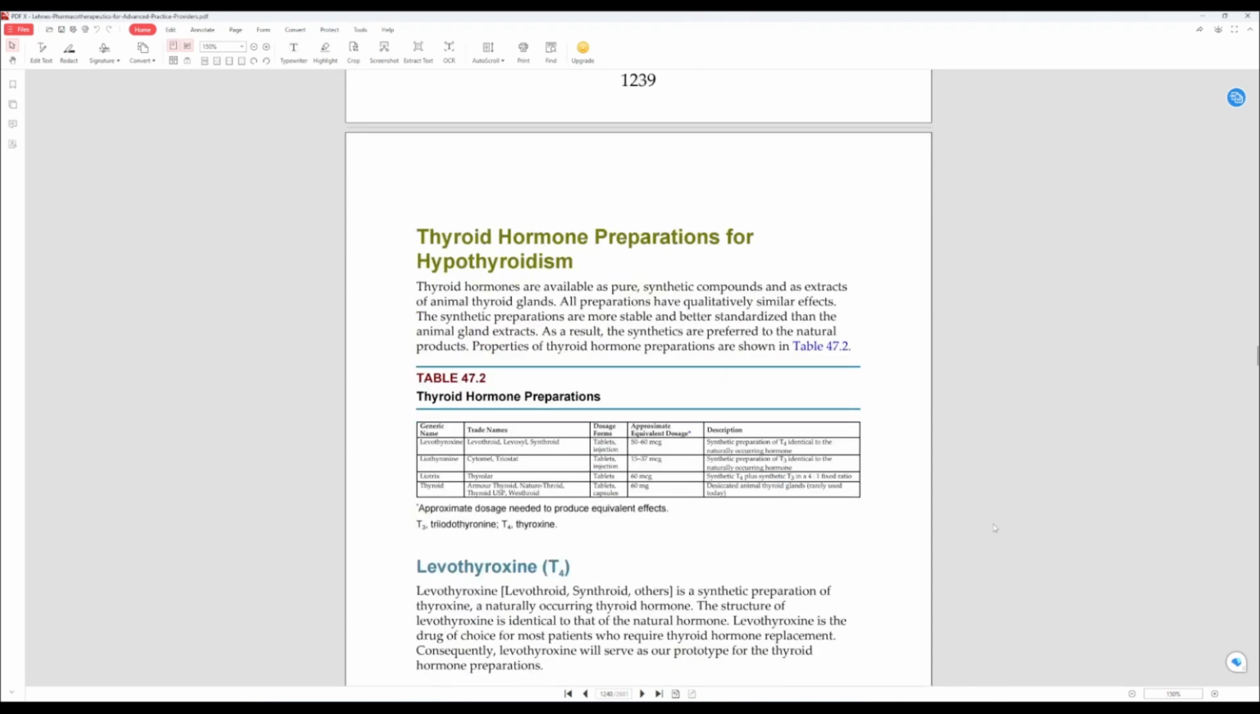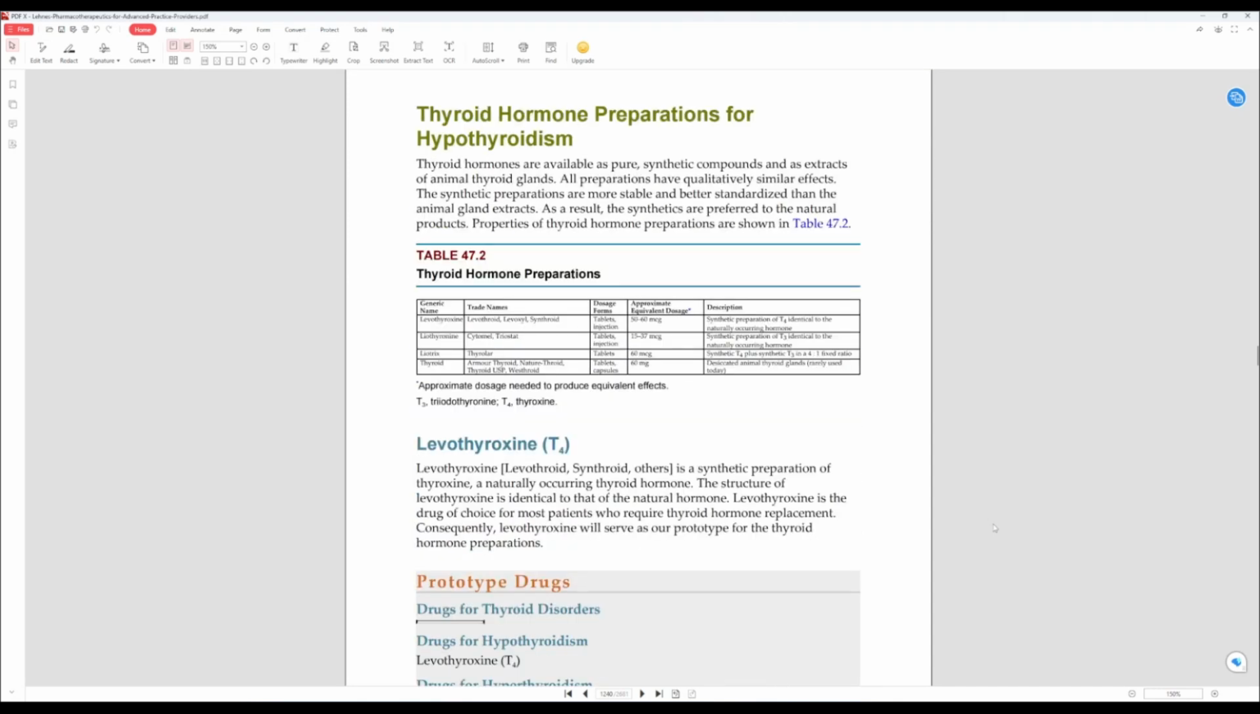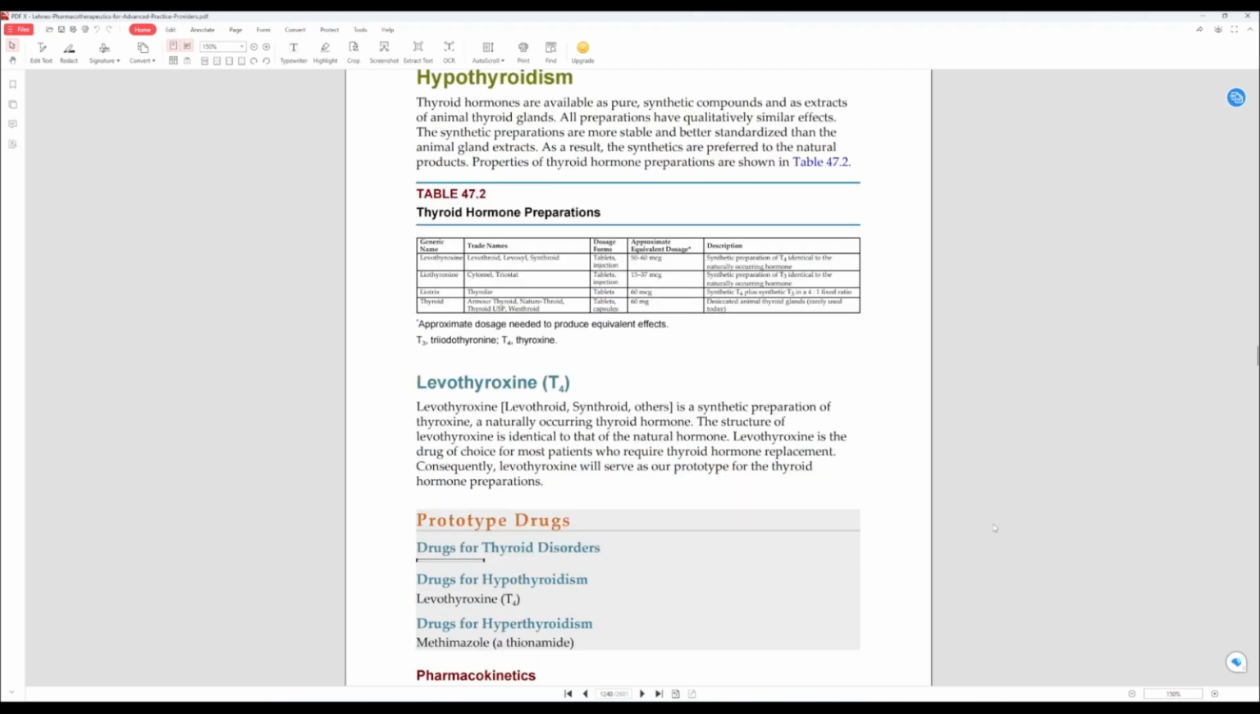Leading us to thyroid hormone preparations, for the opposite now, hypothyroidism. Thyroid hormones are available as pure, synthetic compounds and as extracts of animal thyroid glands. All preparations have qualitatively similar effects. The synthetic preparations are more stable and better standardized than the animal gland extracts. As a result, the synthetics are preferred to the natural product. Properties of thyroid hormone preparations are shown here in the following table. The big one that you will most likely see in the hospital setting would be the levothyroxine or levothyroid tablets.